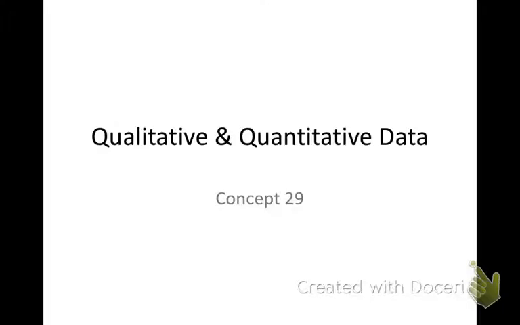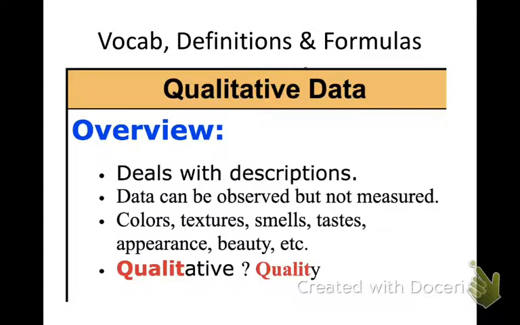Quantitative versus qualitative data. Okay, take a minute and copy down these for qualitative. Qualitative data is when things deal with descriptions. Data can be observed but not measured. So we're talking about colors, textures, smells, taste, appearance, beauty. So qualitative is like the word quality.